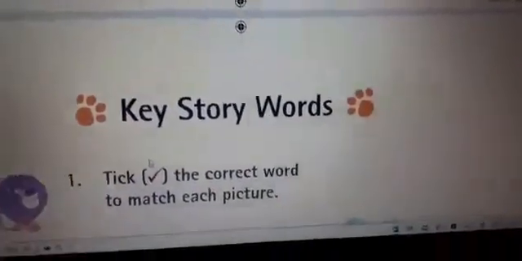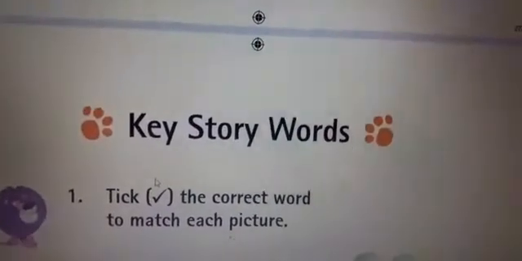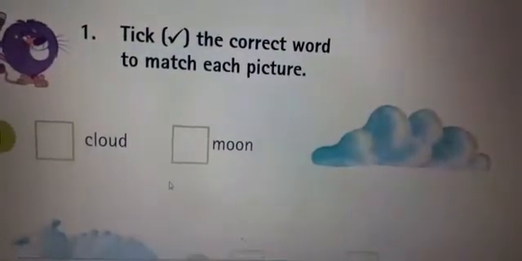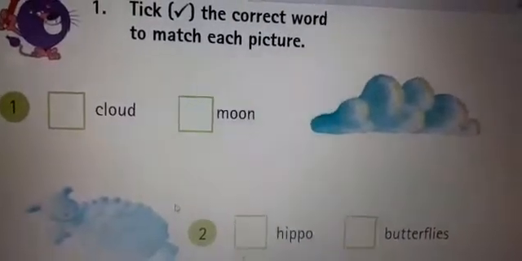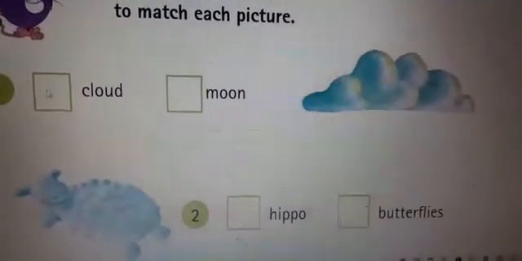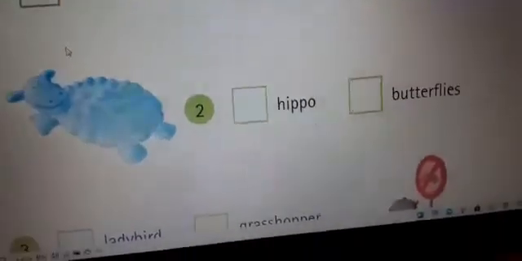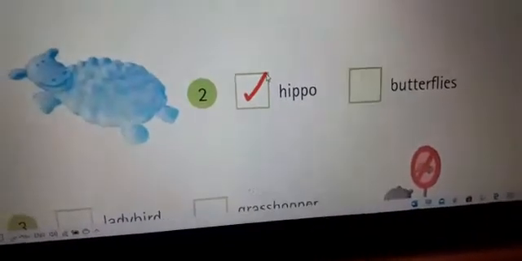But there are some keywords that you should know before we start with the story this week. Now, we have to look at the picture. Some of them are already easy for you. For example, this picture, is it for a moon or for a cloud? This is super easy. For sure it is a cloud. Next, look at this animal. Is it a hippo or a butterfly? For sure it is a hippo.